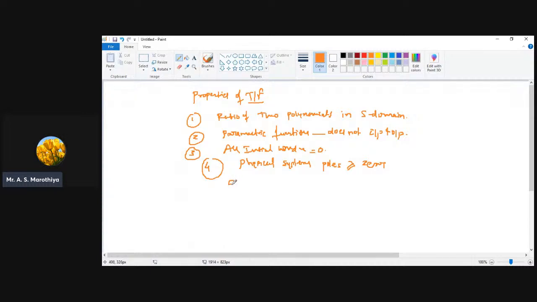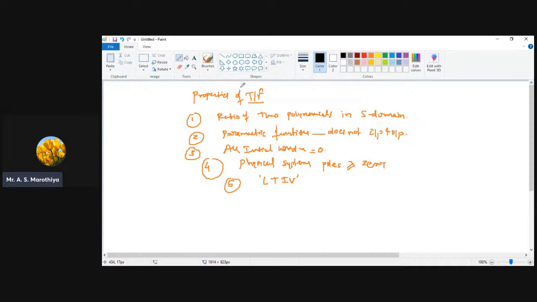And fifth property of transfer function is that it is applicable to linear time invariant systems only. That means if you have a linear system, a time invariant system, then it is very easy to find out its transfer function. So these are the 5 fundamental properties of transfer function that you have to remember.